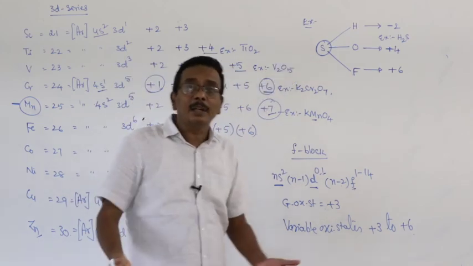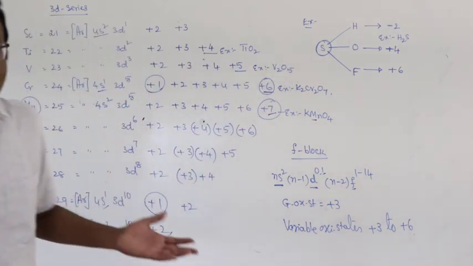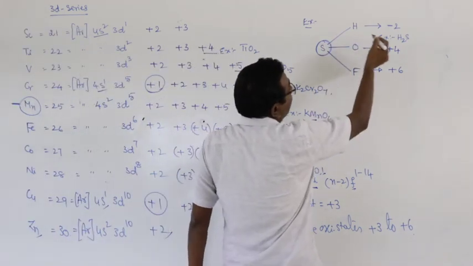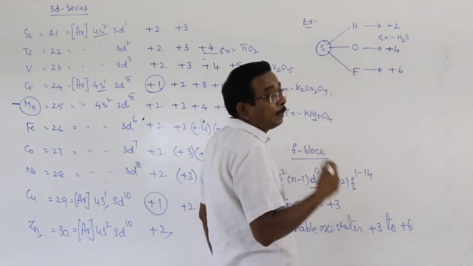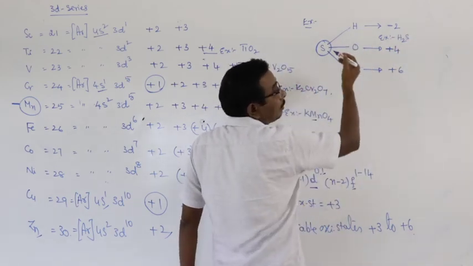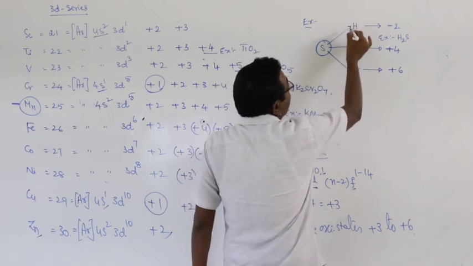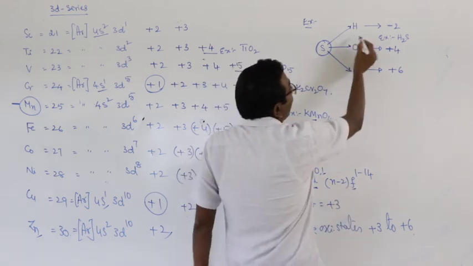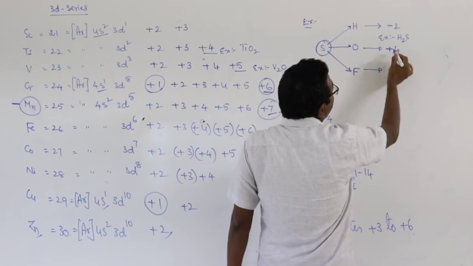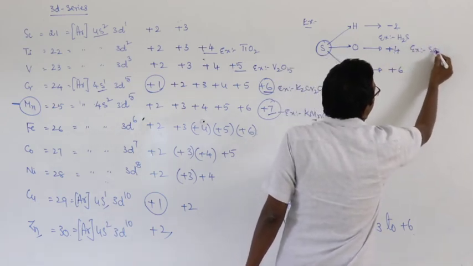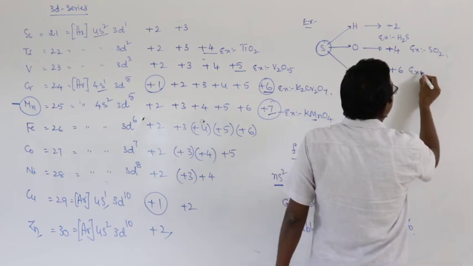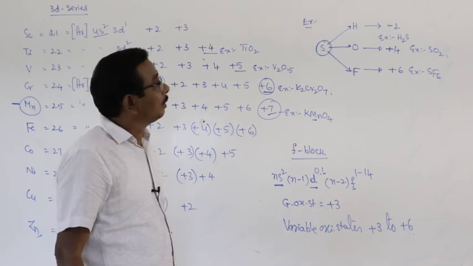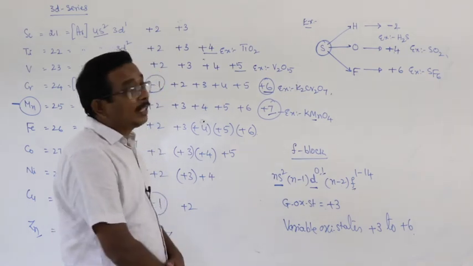Sulfur is the individual atom of an element. Here the atom of an element can give different oxidation states, depending upon the type of the bonded atom. In the first case, sulfur is bonded with hydrogen, in the second case oxygen, in the third case fluorine. Here the oxidation states are -2 and +4. Example, sulfur dioxide. Example, sulfur hexafluoride. What is the reason for that?